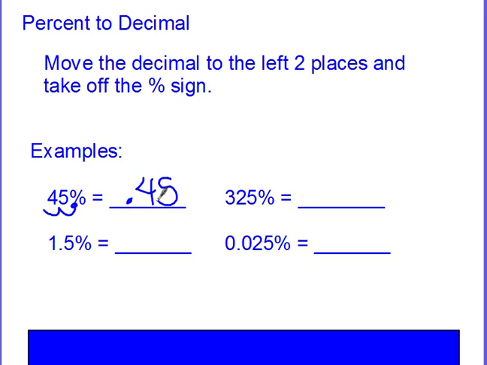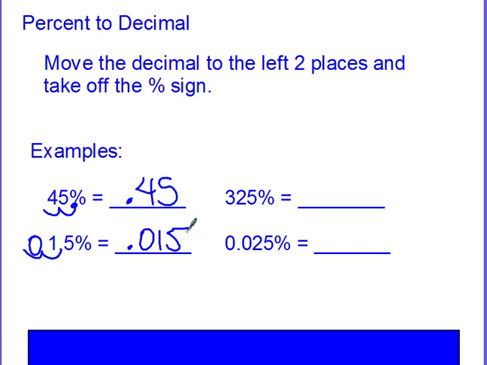1.5%. You may say, but Mr. Nash, there's already a decimal. I don't need to change it. As long as there is a percent sign on it, this decimal number is still a percentage. It is not a decimal number until you move the decimal to the left 2 places. And again, if you have any empties, you add a 0. So 0.15% becomes 0.015 as a decimal.